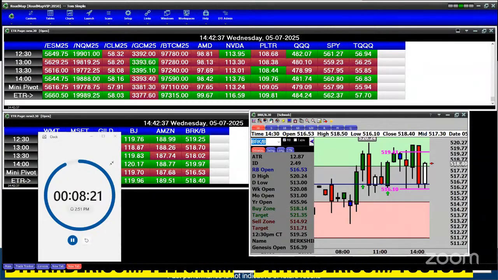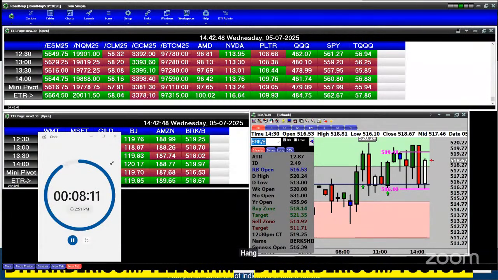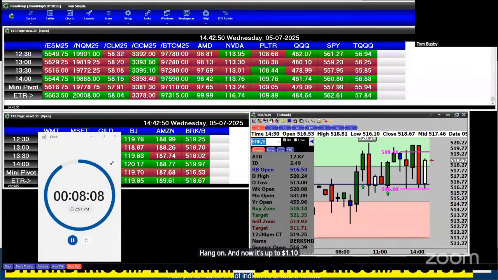The 70.73 right now is $1.04 midpoint. Do it at the market. Get it done. How many days out, Jonathan? 9 days? Hang on. And now it's up to $1.10. The market's moving. Just get it.